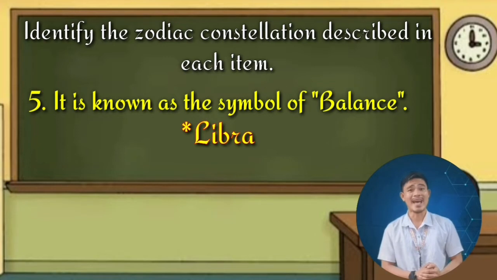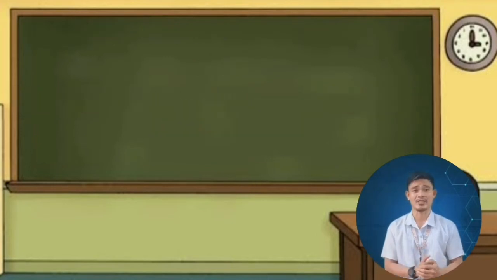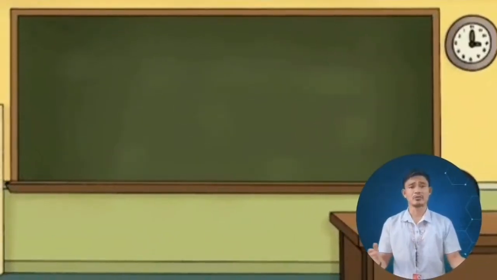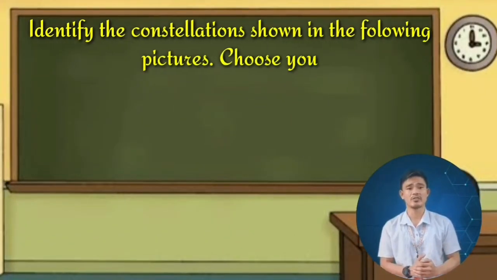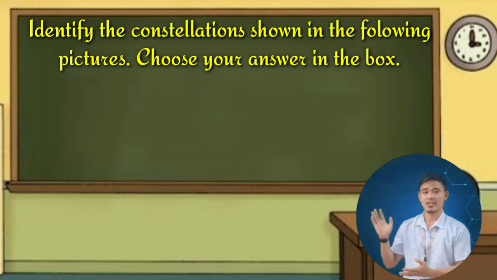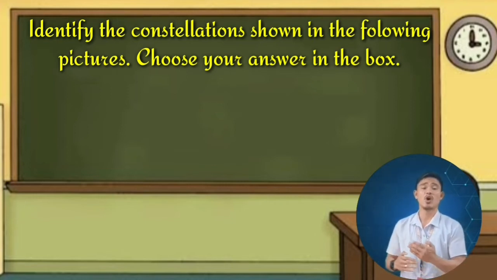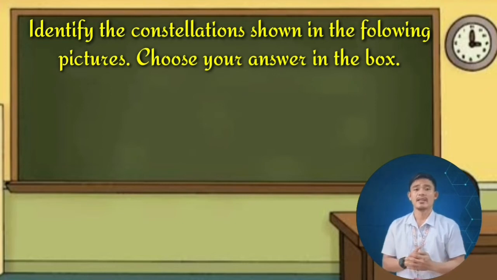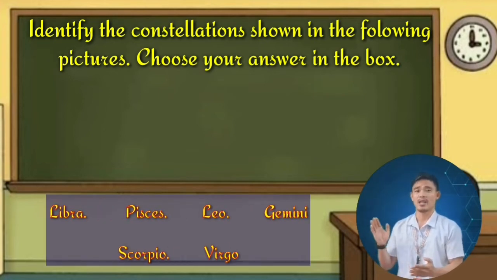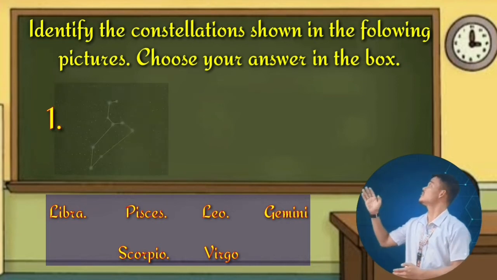Now this time, we will be having another set of exercise, which is exercise number 2. Are you ready? Let's begin. Exercise number 2 says, identify the constellations shown in the following pictures. Choose your answer inside the box. Now there are pictures from item number 1 to number 5, and you are going to identify the picture. You are going to choose your answer inside the box. Start. For item number 1, what is this picture?